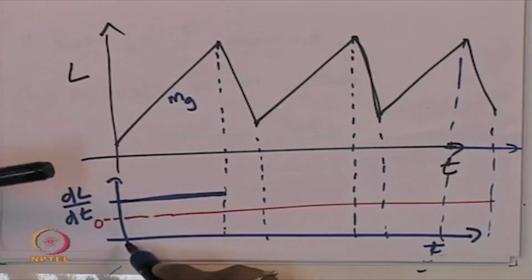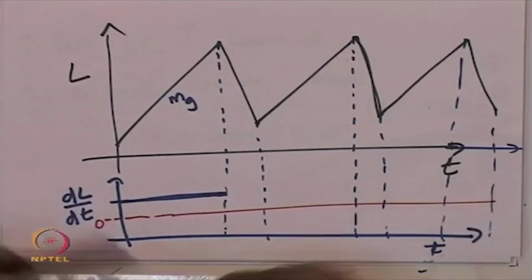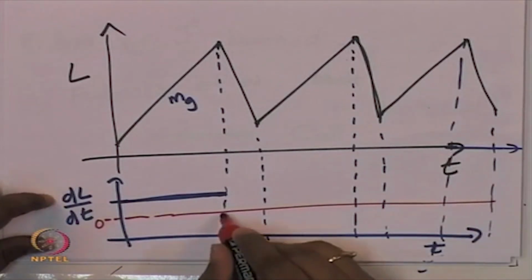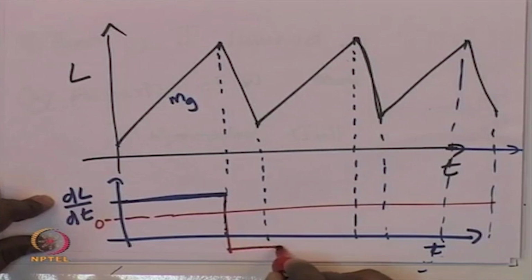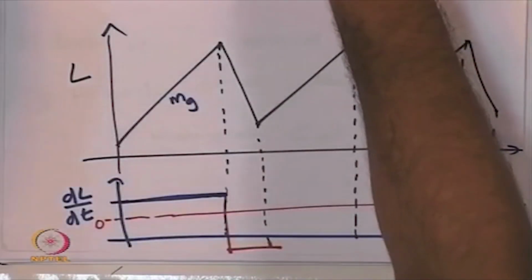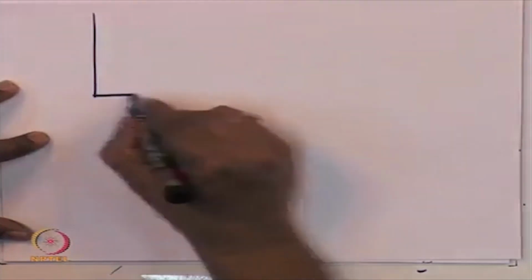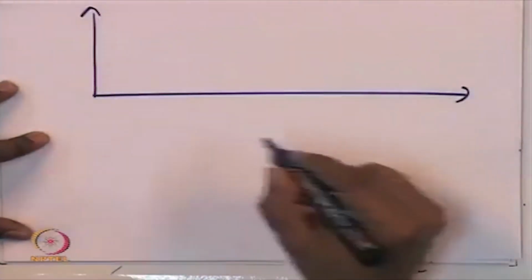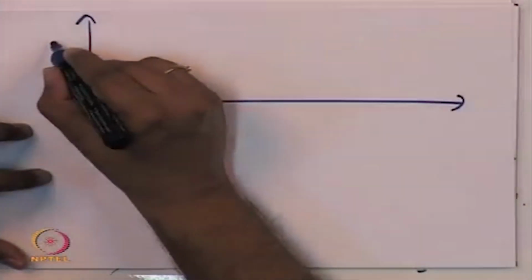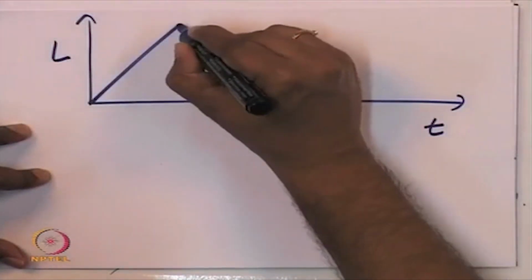Somewhere here. It will be much better to draw in a different paper, somewhere here much below this. So, let me draw this in a different graph. Let's just quickly draw it here. What we have here is first length versus time. So, this is length, this is time.